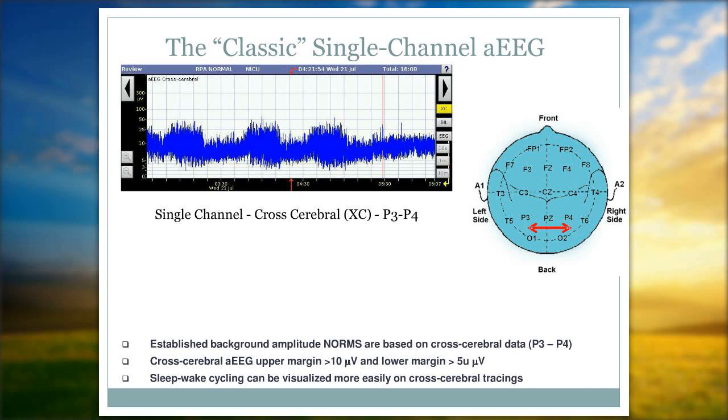So you'll see in this example that for the most part, the baby is staying above 5 on the lower margin and above 10 on the upper margin. Sometimes when we're looking for sleep-wake cycling, it can be even more easily visualized by looking at these cross-cerebral tracings. So sometimes if you're not quite sure how mature the sleep cycles are, you can actually change the display to move to the single channel and see if it becomes a little more obvious.